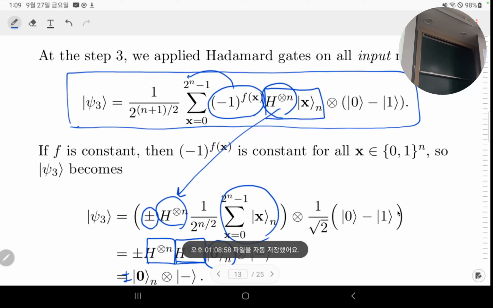So I want to think about whether there is any possibility to have 0, 0, 0, 0 once you apply the Hadamard gate again at the third stage. I'll give you an example, a concrete one, by writing this down.